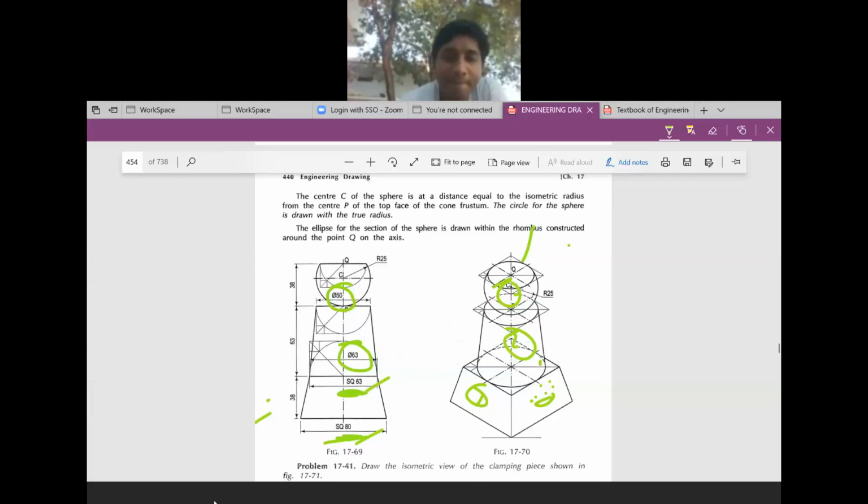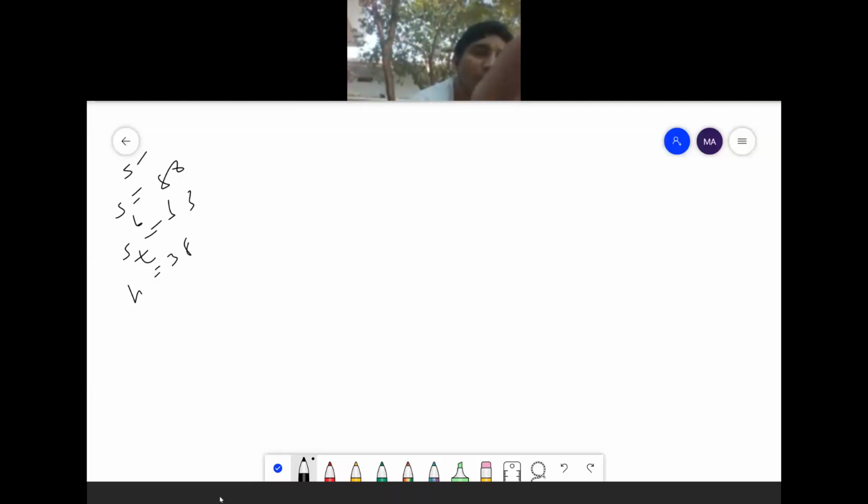Height is 38. It is 38. This is for the square. Next one is the cone. For the cone, bottom diameter is 63, top diameter is 50, height is 63.